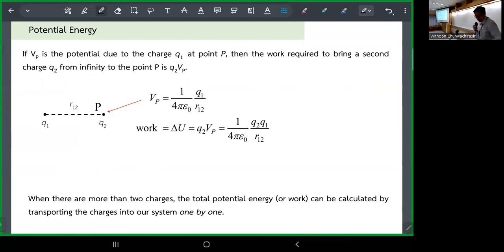All right, so look at this one. Let's say now you have Q1 and Q2. Think about it. The potential at point P must come from the Q1 charge, at the location P, because Q1 is right there. We're not calculating the potential on itself. It doesn't make sense. So here comes the question: how much work is needed if I want to place the second charge Q2 at that location P?